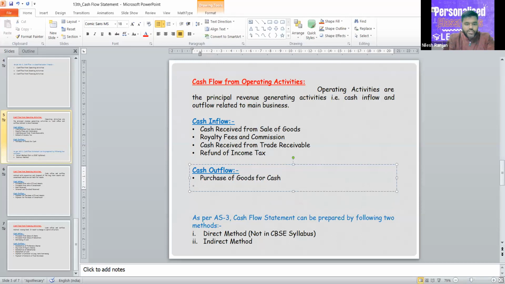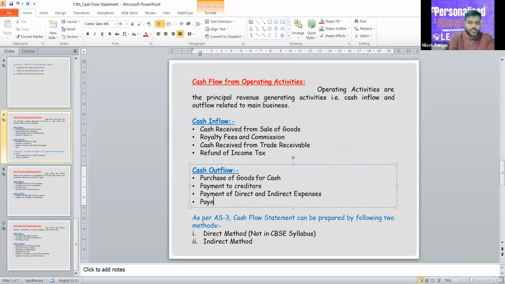Purchase of goods for cash, payment to creditors, and payment of direct and indirect expenses, and payment of income tax. Okay, so these are the cash outflow under operating activities.